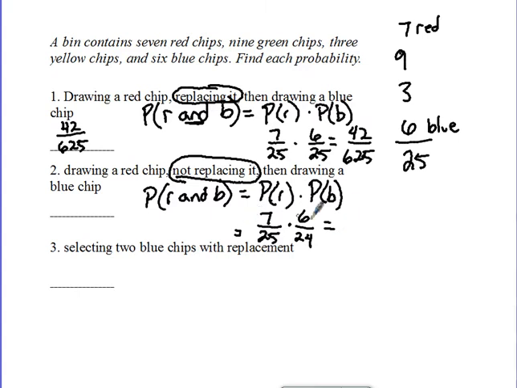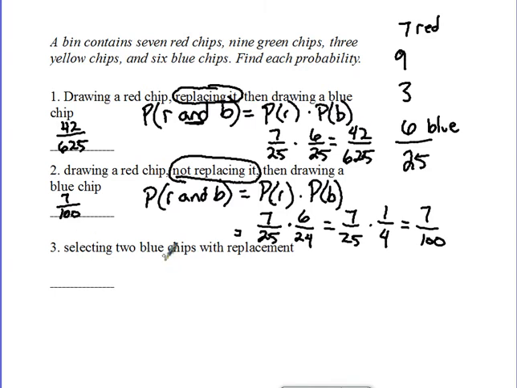Well, it helps if you go ahead and reduce. 7 out of 25 doesn't reduce, but 6 out of 24 does. It is 1 out of 4. And then when you multiply these two fractions, 7 times 1 and 25 times 4, there's a 7 out of 100 probability of drawing a red chip and then a blue chip.